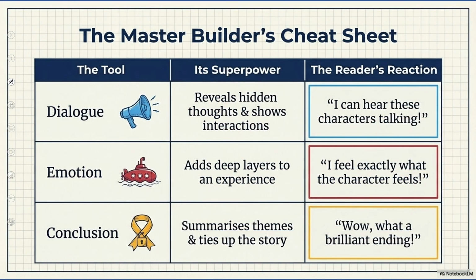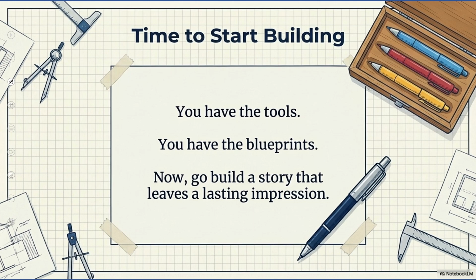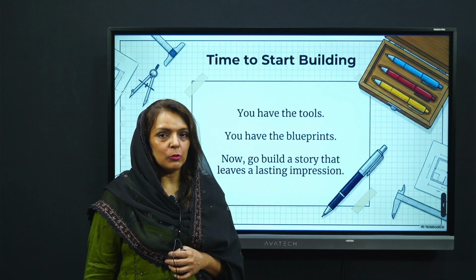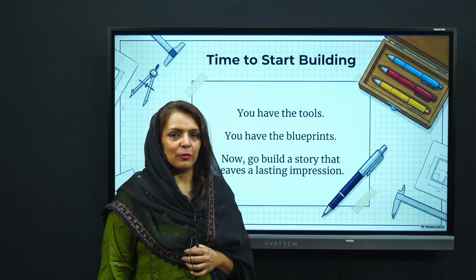Now let's look at the tools once again. Always add dialogues, always add emotion, and always conclude to summarize, because those are very important, and these are the sample sentences. So if you want to come up with a better story, you have all of the tools now, and those tools were dialogue, emotional words, and conclusion at the end of the story.